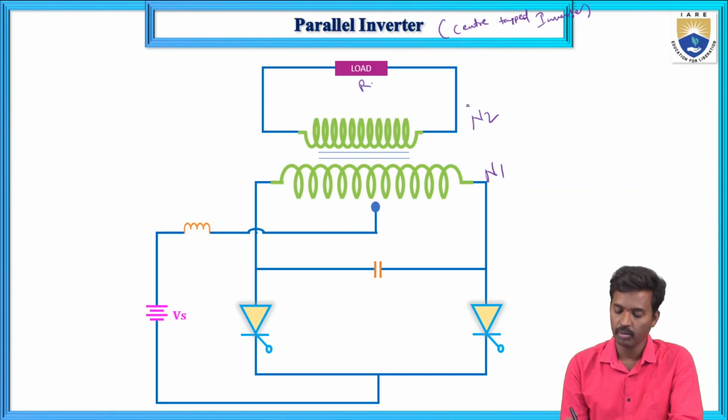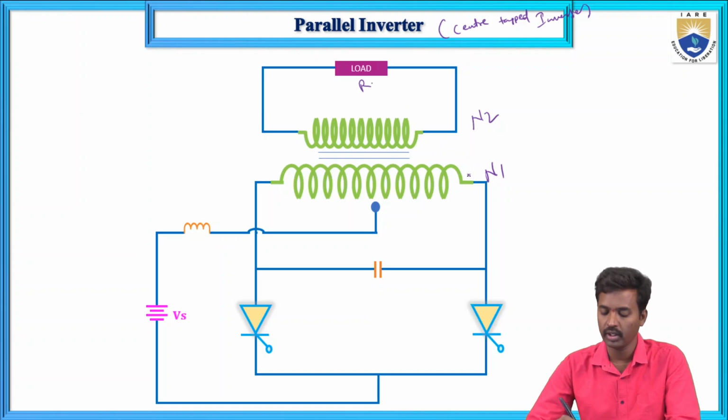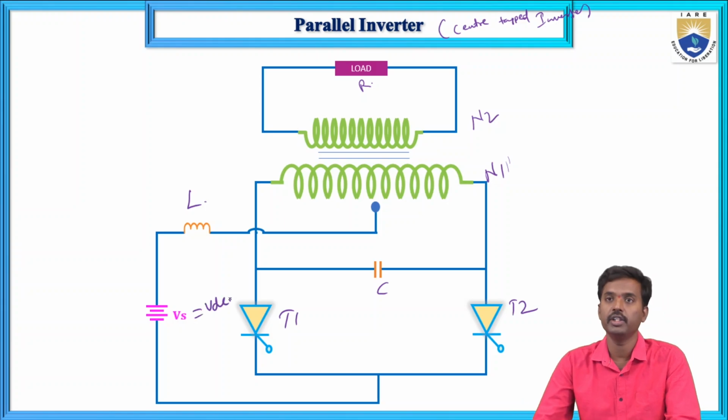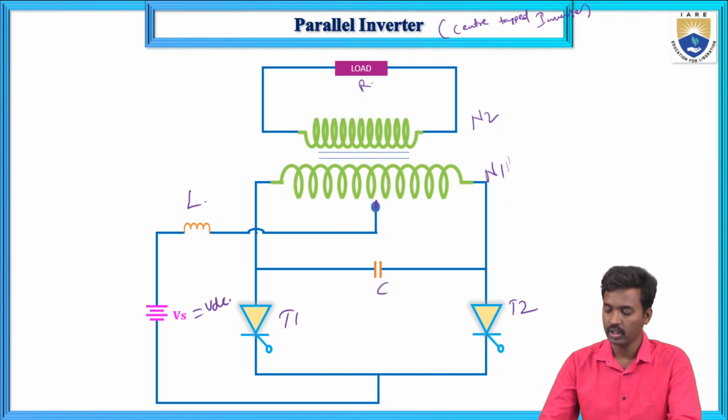The number of turns in the secondary is N2 and the primary winding turns are N1. This is the inductor, this is the capacitor, this is T1 and this is T2. Here we are giving the supply voltage VDC, and this is the middle point. Now, what are the modes here? I will explain that.